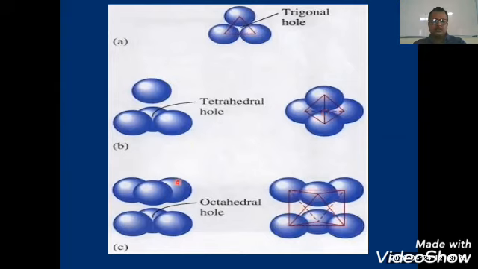So similar to tetrahedral hole, you may have octahedral hole. In octahedral, there are 6 corners. 4 corners will be in the same plane, occupying the 4 corners of a square, and one unit will be at the top and another unit at the bottom. So in between these 6 units, at the 6 corners of an octahedron, there will be an octahedral hole. Now from this it is clear that the tetrahedral hole will be the smallest and the octahedral hole will be the largest.